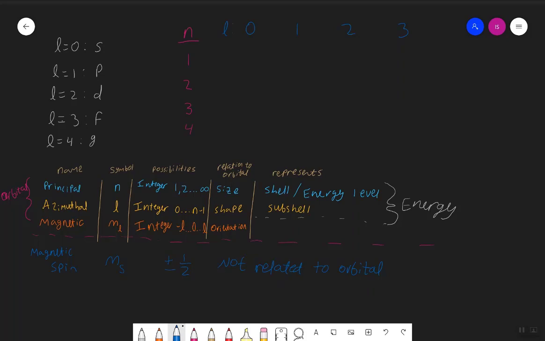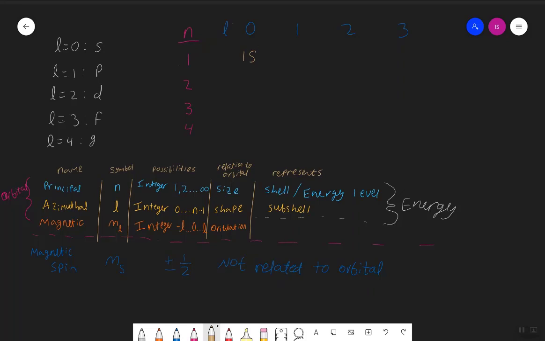Okay, so now we have a naming system for the subshells. These are the shells: the first shell, second shell, third shell, fourth shell, or first energy level, second energy level, third energy level, fourth energy level. And now we can look at the subshells. Remember, L equals 0 is S. The subshell that corresponds to L equals 0 and n equals 1 is going to be called 1S. 1 because of the n value, S because of the L value.